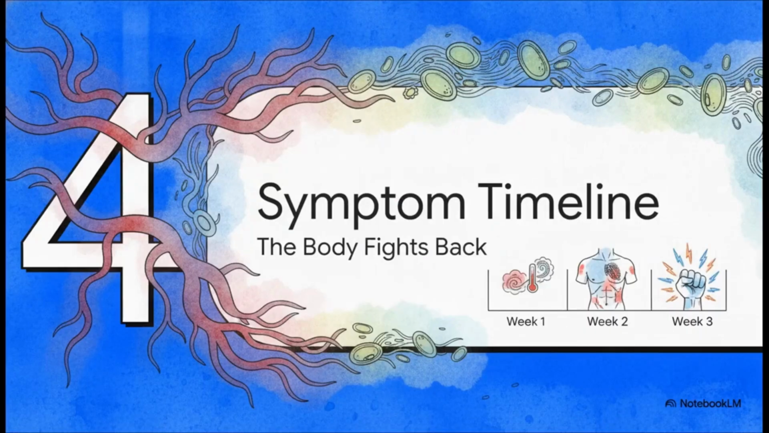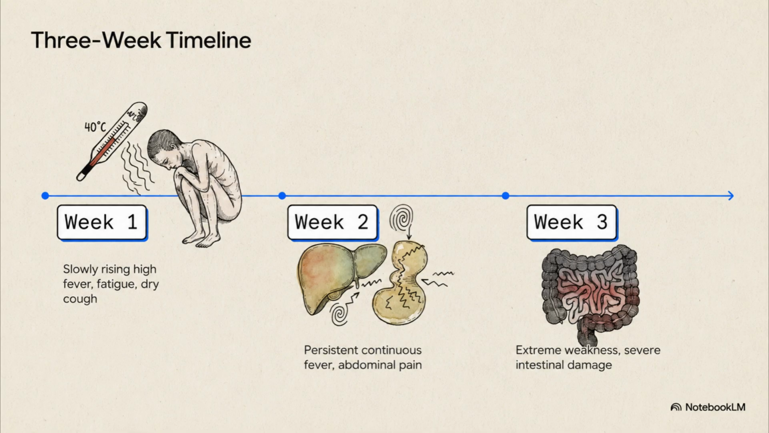4. Symptom timeline. The body fights back. Let's move right into section 4, symptoms. Here's a 3-week timeline of how the body fights back. We can actually track these clinical manifestations quite clearly week by week.